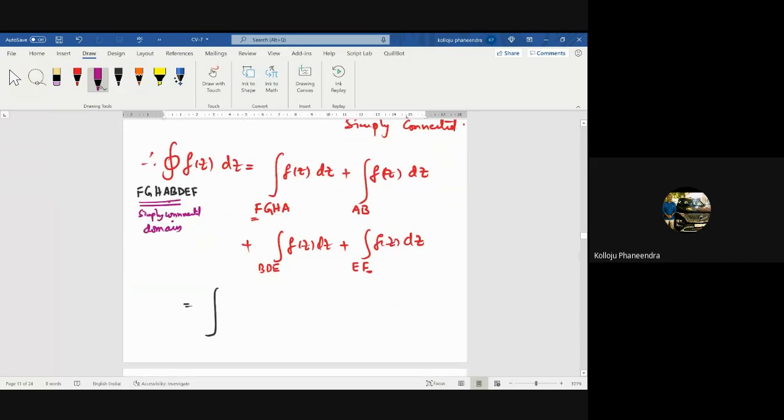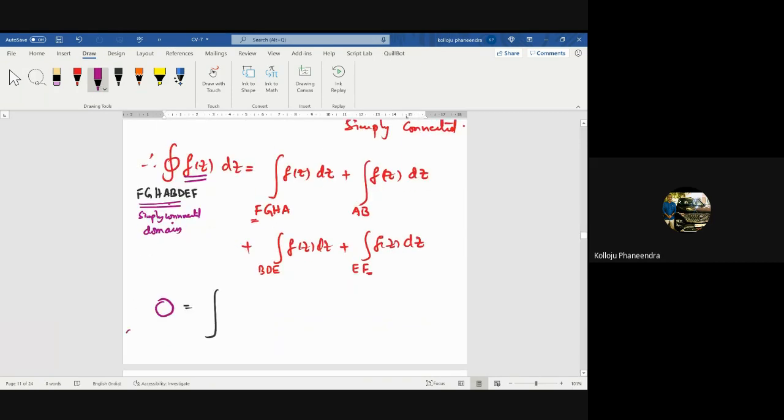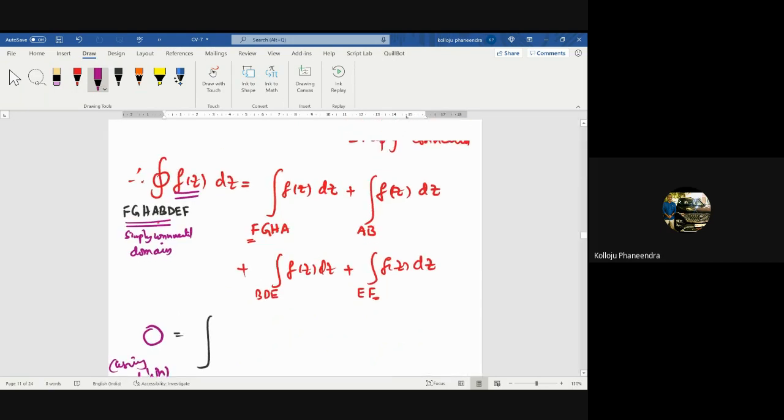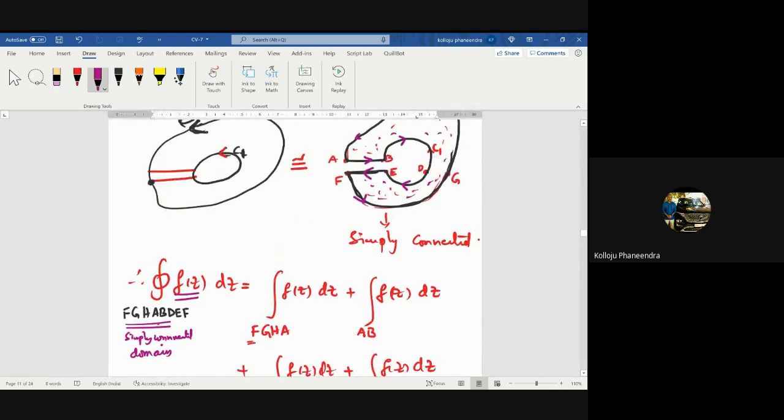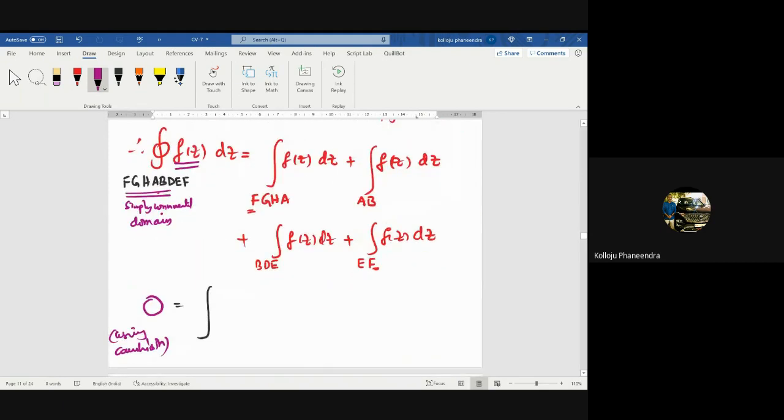Since this is a simply connected domain, f of z is analytic everywhere inside this domain. Therefore, what is its value? Using Cauchy's theorem, left side value 0. Coming to right side, observe this. F, G, H, A, what is that curve? That curve is C.